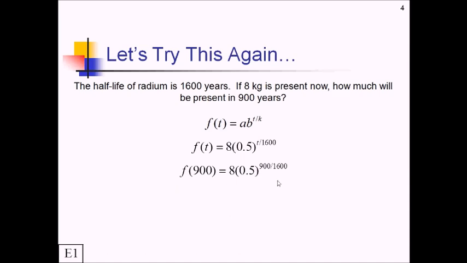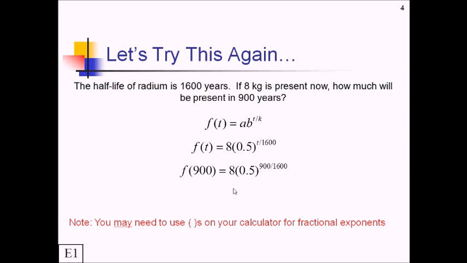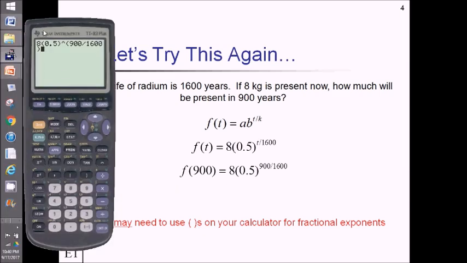And when you're doing this on your calculator, which I'll show you in a sec, on a lot of calculators, you might need to use parentheses for this fraction here, just for order of operations. So let's check that out now. So here we are. 8 times 0.5 to the 900 over 1600. Again, note that I'm using parentheses here. If I don't do that, then I'm just going to end up raising 0.5 to the 900th power, which is going to give me a really small number, and I'm going to go blissfully divide that by 1600. Not what I want to do.